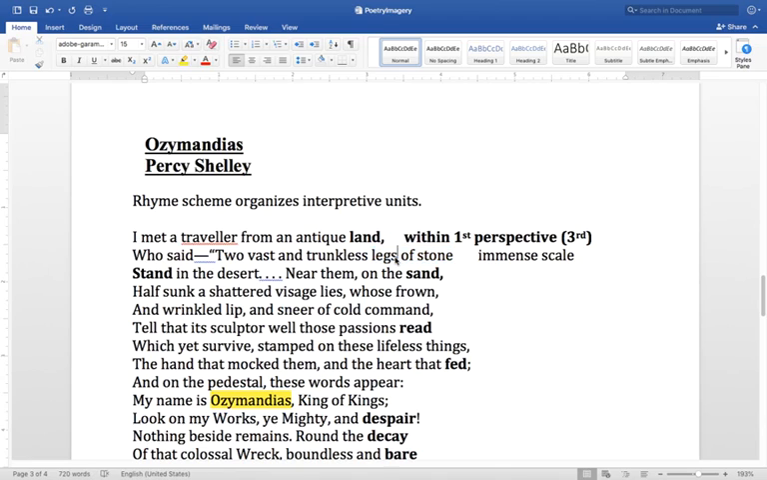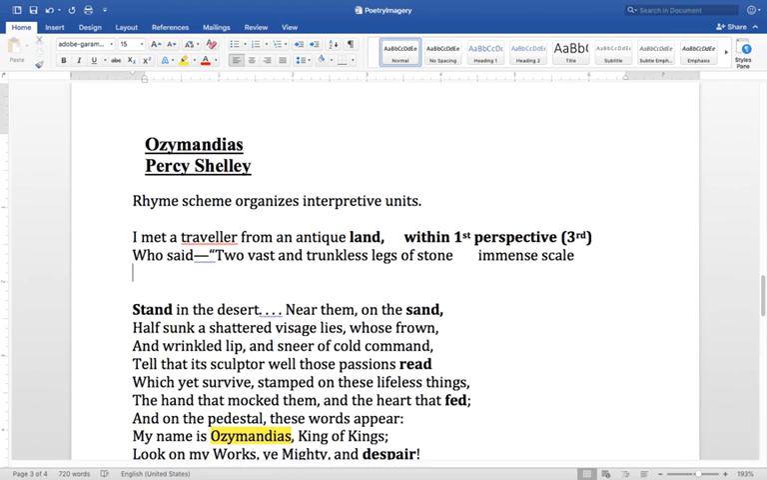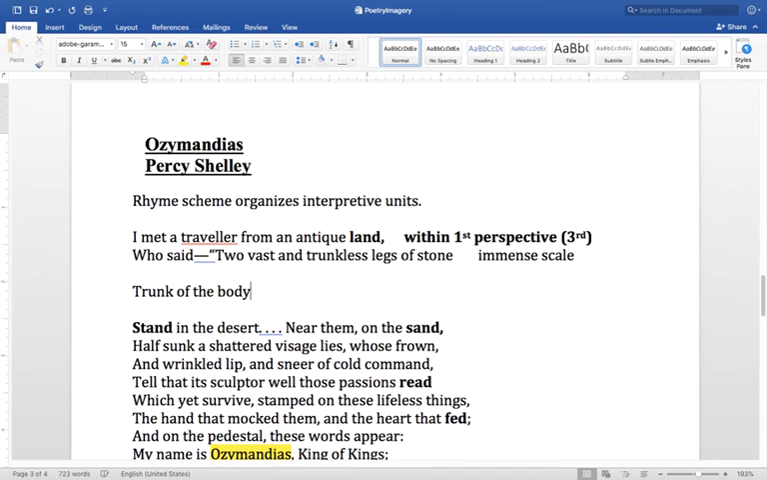The word leg suggests that it resembles human beings, but it's not a human leg, it's a leg of stone. And a leg of stone suggests a statue. And we know that it's a statue because it is a leg that is not connected to a torso, right, everybody? It is a trunkless leg of stone. So if you did not know, you might have looked up the definition of the word trunk. What is a trunk? The trunk of the body is the upper torso. That's how the word trunk is being used over here, right? Two vast and trunkless legs of stone.